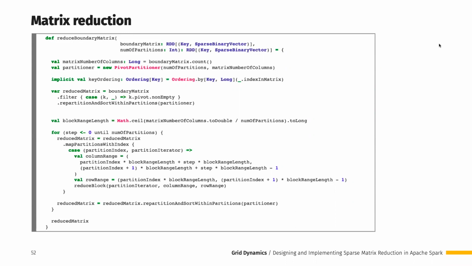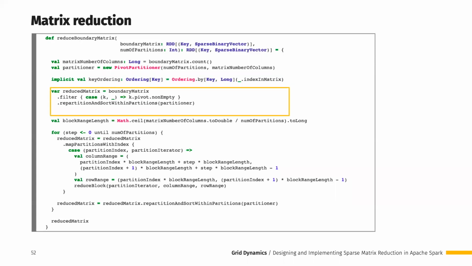This time we get as an input a boundary matrix RDD of key-sparse binary vector pairs and the desired number of partitions that we want to work on. First of all, the pivot partitioner needs the number of columns of the initial matrix, which is just a simple count on the RDD. We then create a partitioner with the number of partitions from the input of the function and the number of columns calculated. Then we need this key ordering, already told you about it.